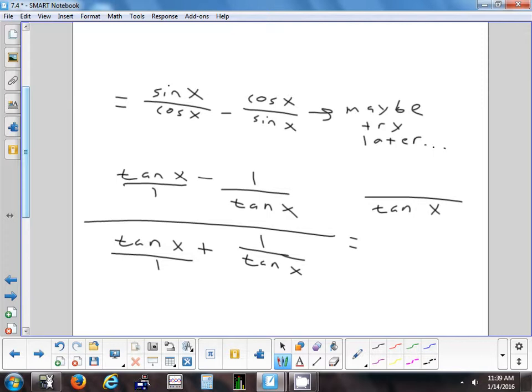Okay. What's the numerator going to turn into for this left-hand fraction? Tangent squared x. Why is it squared? Because we're going to multiply top and bottom by tangent. So we're finding our common denominator. So we get tangent squared x. Anything else in the top? Minus 1. Now I'm going to go back up.